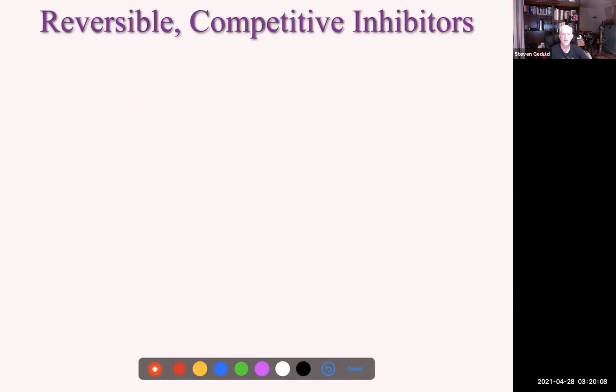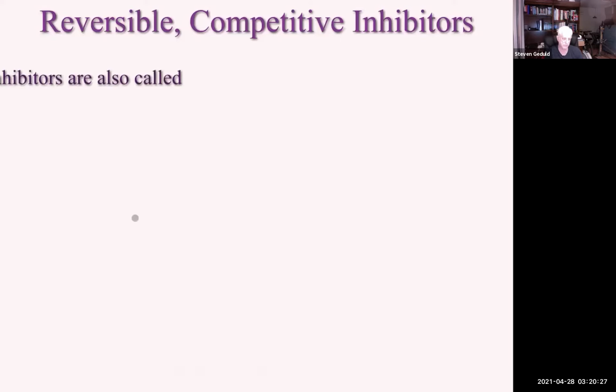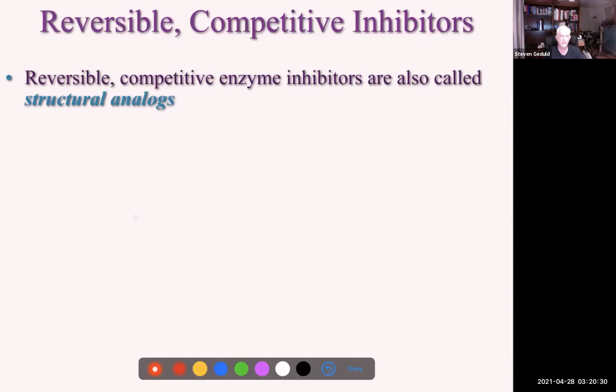Reversible, competitive inhibitors. Reversible means it's bonded by a weak bond, not covalently. Competitive means it's binding to the active site where the substrate has to form. It's competing with it. So reversible competitive enzyme inhibitors are also called structural analogs, because they have the same structure as the substrate. An analog is something that has the same structure as your original, but it's just a copy of it. So it's called a structural analog.